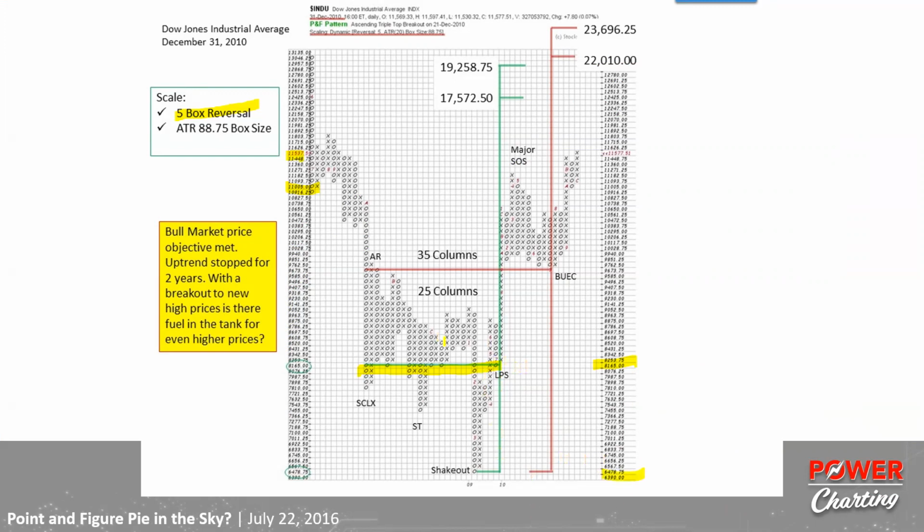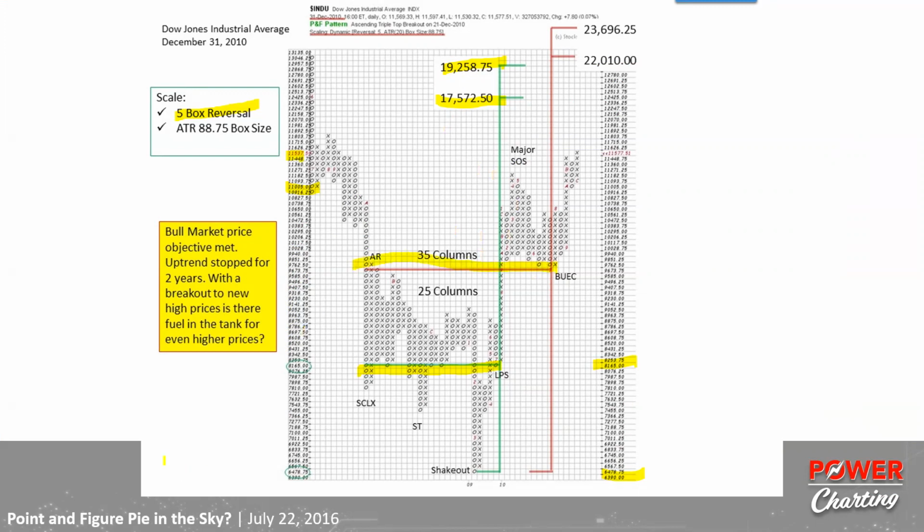And so you can see here that at this 8129 or 8165 area, he was making the case for a run up to 19,258, 17,572. Now this is a recalculation that I've done, but it's very close to his. And then what I did is I widened the count in a blog post that was done later on.